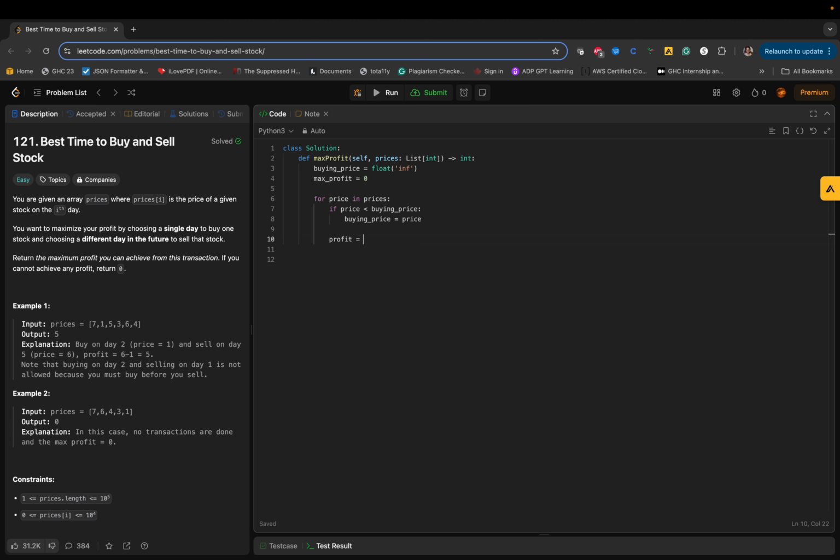Okay, and then we will calculate the profit. Profit will be this price, the selling price, minus the buying price. Okay, and then we check if this profit is greater than the max profit. If yes, then we will update the max profit as this profit. Then at the end of the loop, we just return the max profit. Let's run and see.